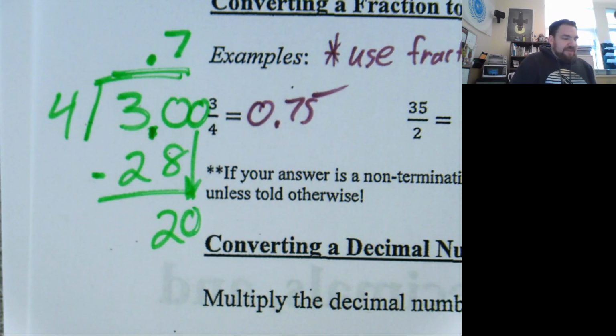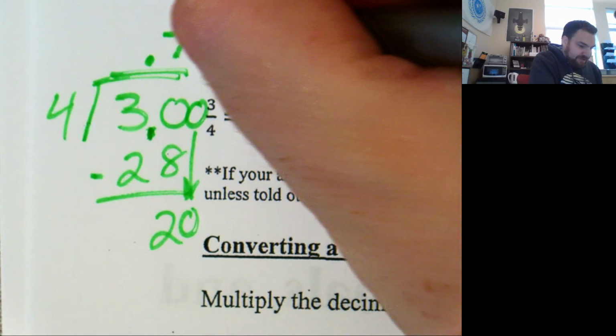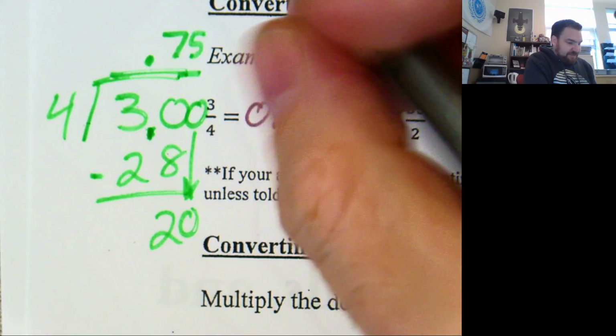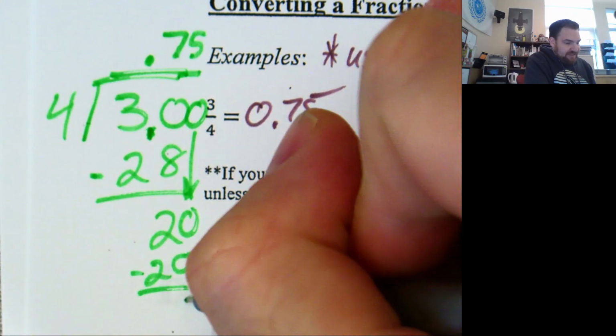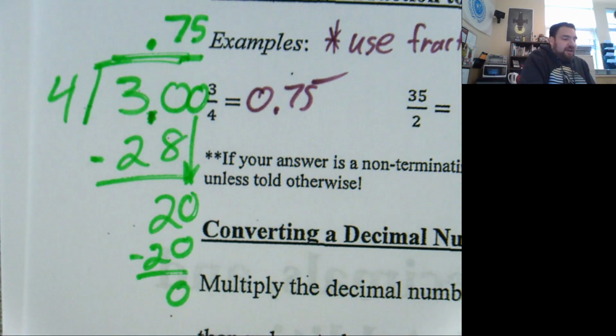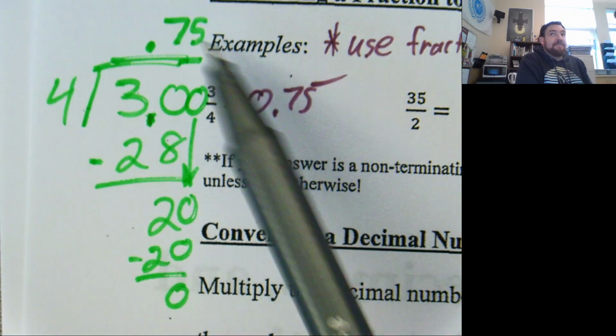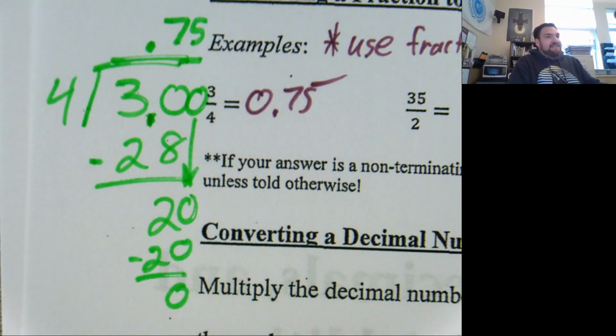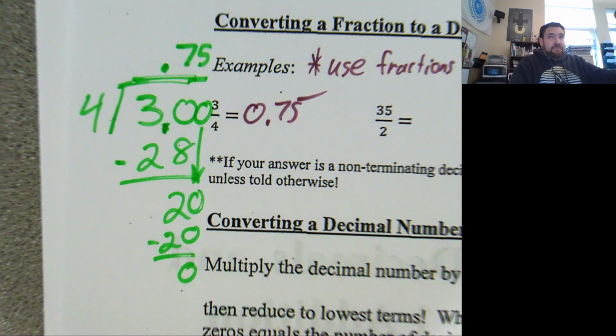I don't have a lot of room, but thankfully I don't need a lot of room. How many times does 4 go into 20? 5 times. Because 5 times 4 is 20. 20 minus 20 is 0. And we're done. Oh, look. The answers are the same. When you do math 2 different ways and get the same value, this is good. That's long division with a fraction.